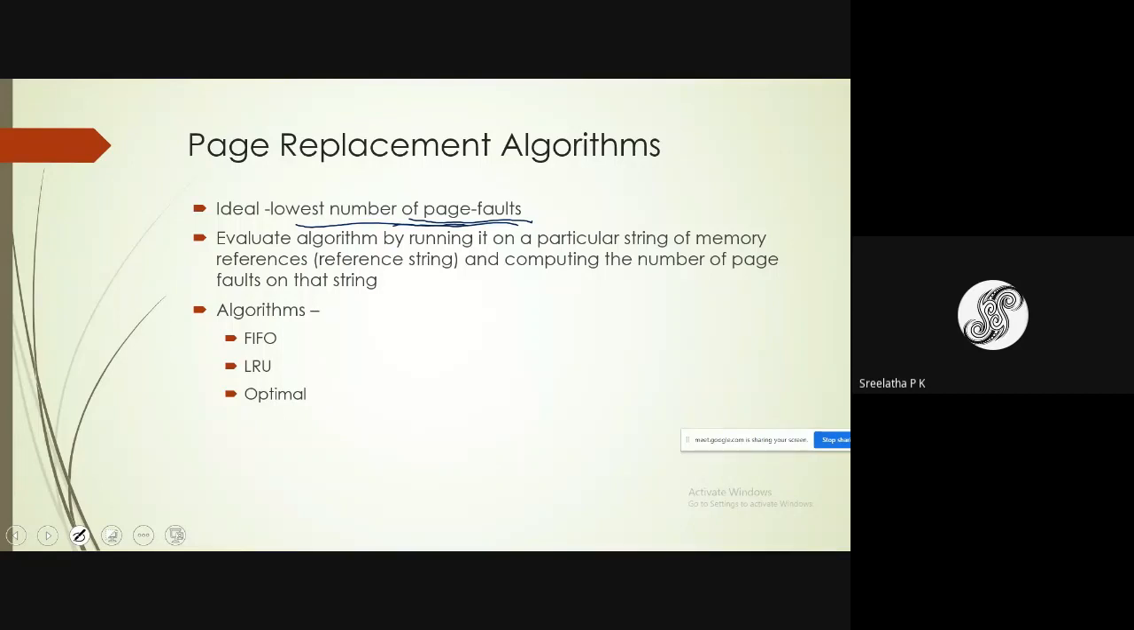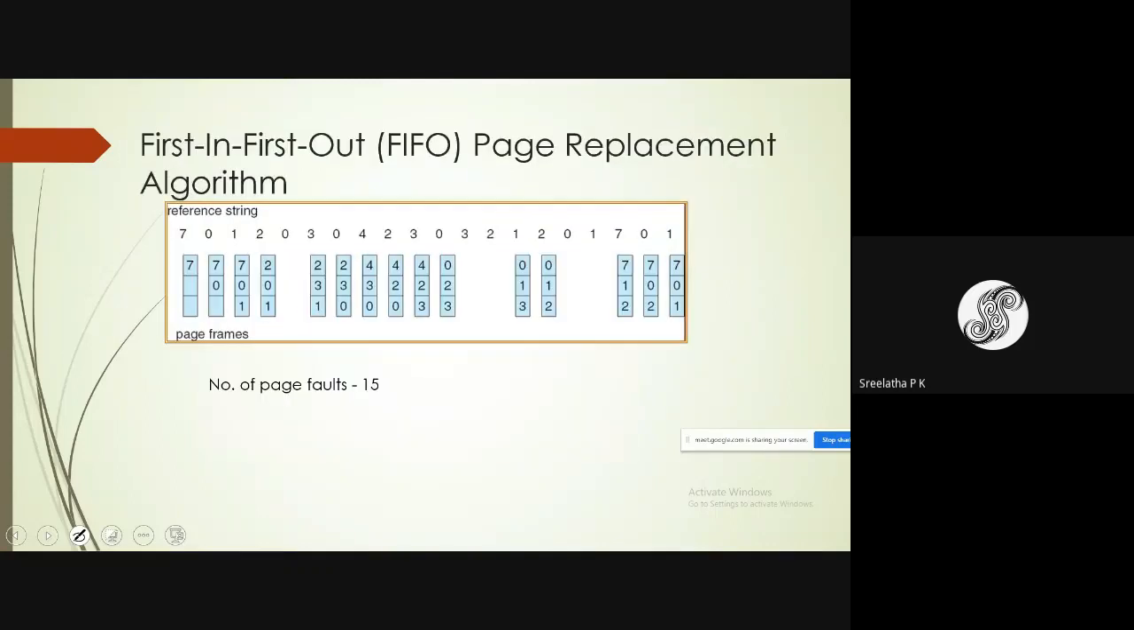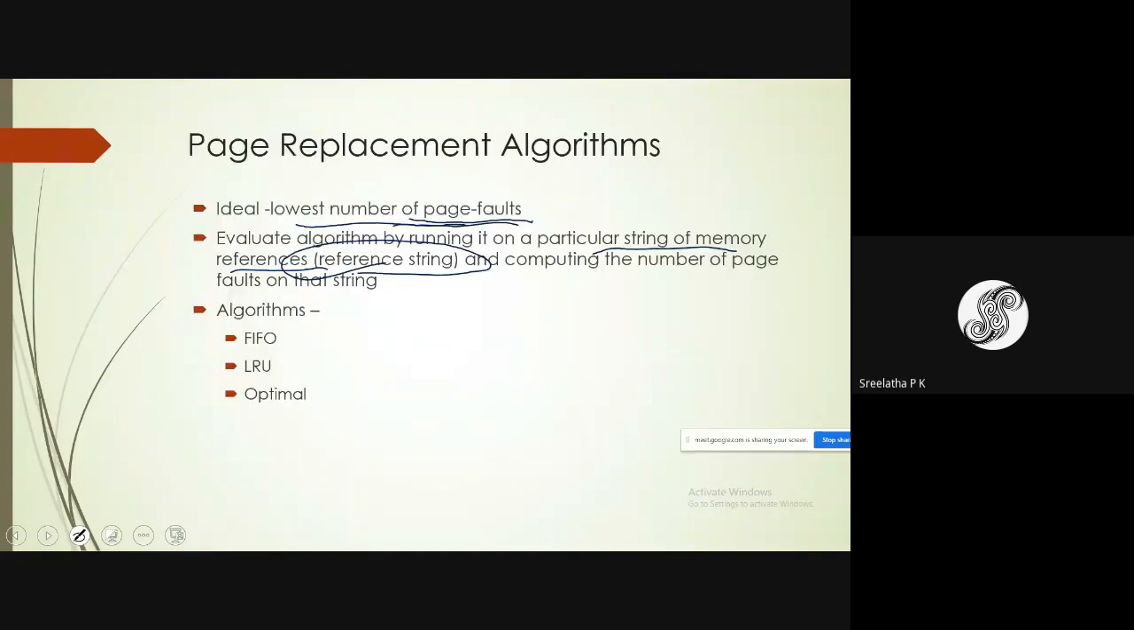Fine. So we evaluate algorithms by running a particular string of memory references, called a reference string. I'll just tell what it is. Here you can observe the algorithms. What you are seeing is first in, first out. You know what this technique is: whichever page comes into the memory first will be the page to go out first. First in, first out.